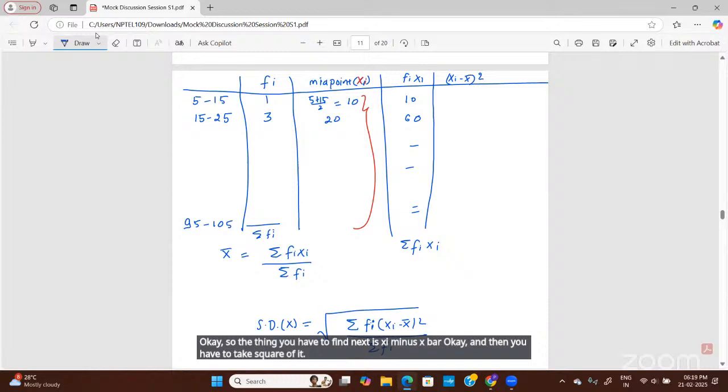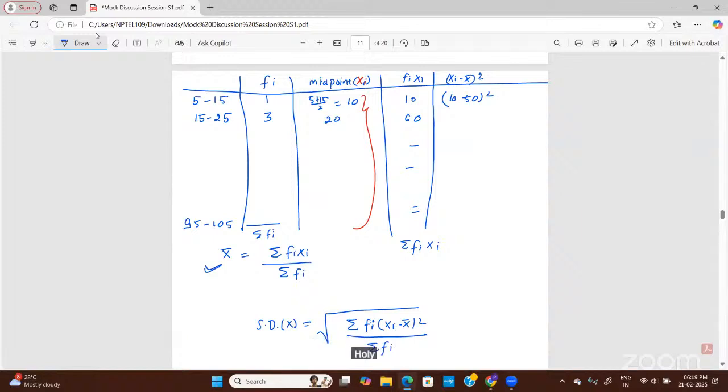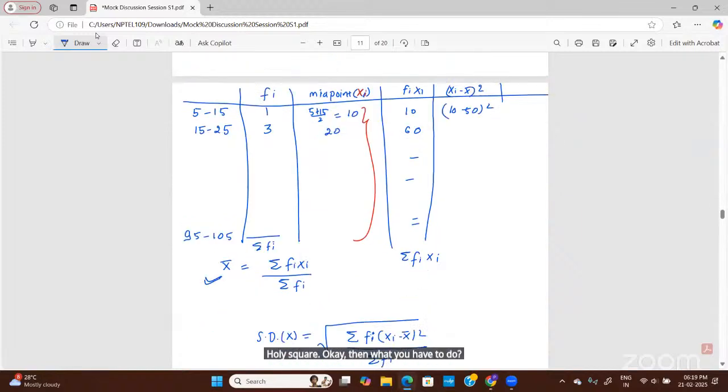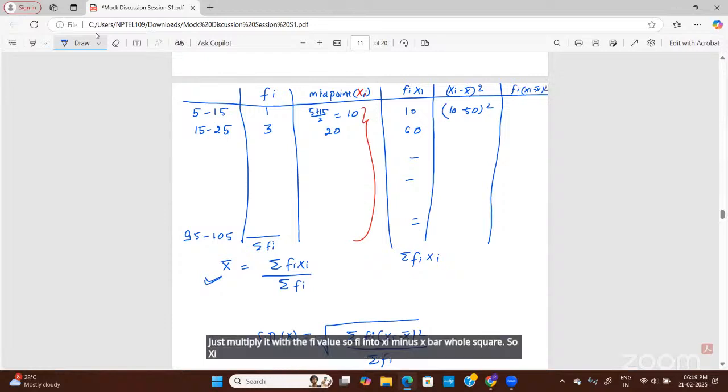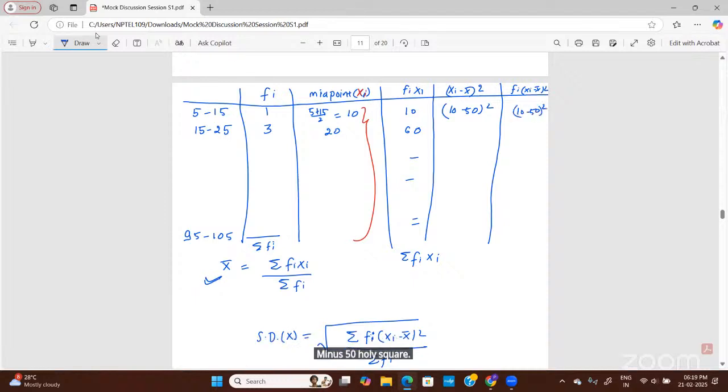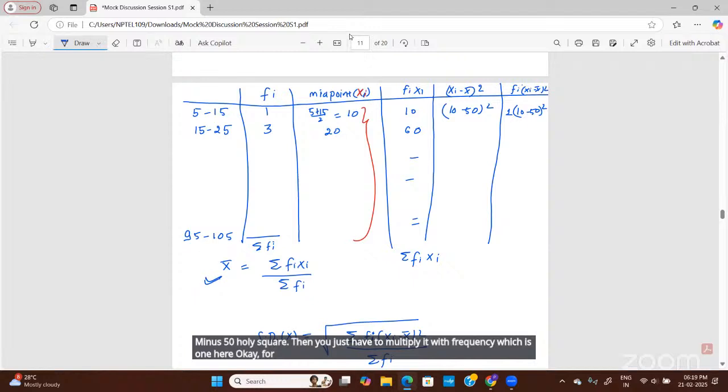First of all, you will find the mean that you have already calculated in the previous question. Now, these are the xi values, then take the deviation from the mean. So it is like (10 minus 50) whole square. Then just multiply it with the fi value, so fi into (xi minus x bar) whole square. Here the frequency is 1.